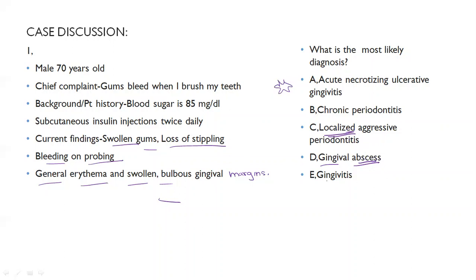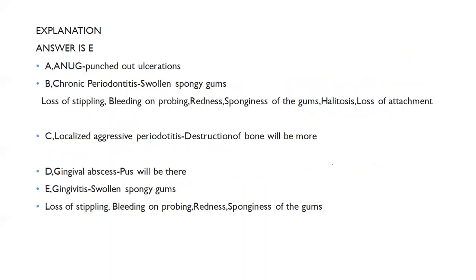whereas nothing such is mentioned. Now coming to gingivitis, it is a generalized case where swollen gums, loss of stippling, bleeding on probing, general erythema, and bulbous gingival margins can be seen. So I would go with option E.